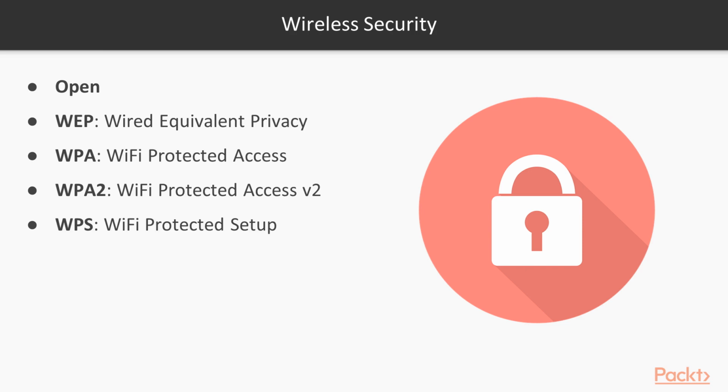And finally, it's not really security as much as it's a configuration tactic, but it's called WPS, or Wi-Fi Protected Setup. Now, we are going to go through each of these types of wireless security and configurations in future lectures as we go into each section of this course and attack them individually using Kali Linux, using NetHunter, and using other tools.